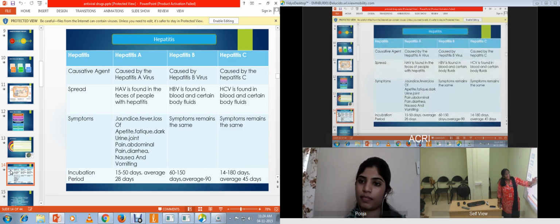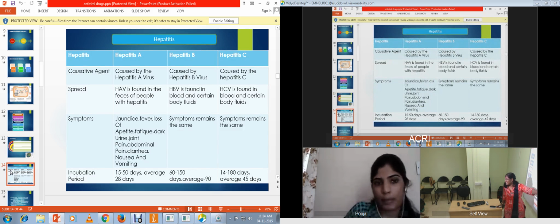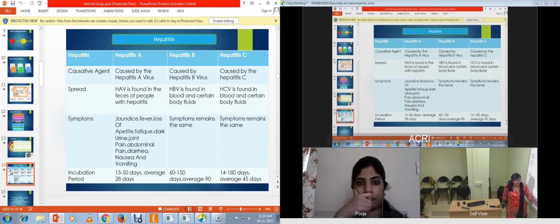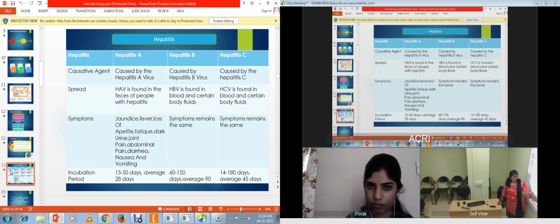Here you have hepatitis A, hepatitis B, hepatitis C. It is based on the incubation period actually. A has around 50 days, B has 60 to 150 days, and C has 14 to 180 days. Look at the incubation period, it is too long. That is the severity of the disease. We normally say jaundice, but we have to look at whether it is hepatitis A, B or C.